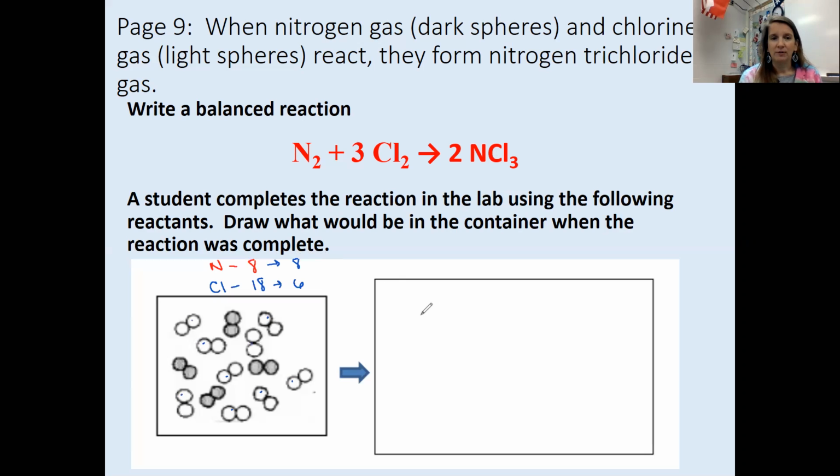So I'm going to first draw 6 nitrogen atoms that are going to be part of my nitrogen trichloride. I see though that if I draw 6, I'm going to have 2 of these left. So I'm going to draw 2 that are still bonded together because they did not form one of their products. Then each of these is going to need to have 3 chlorines with it. So I'll go ahead and draw 3 chlorines on each of those particles. It doesn't matter how you draw it. Notice that these are touching because they're part of the compound.